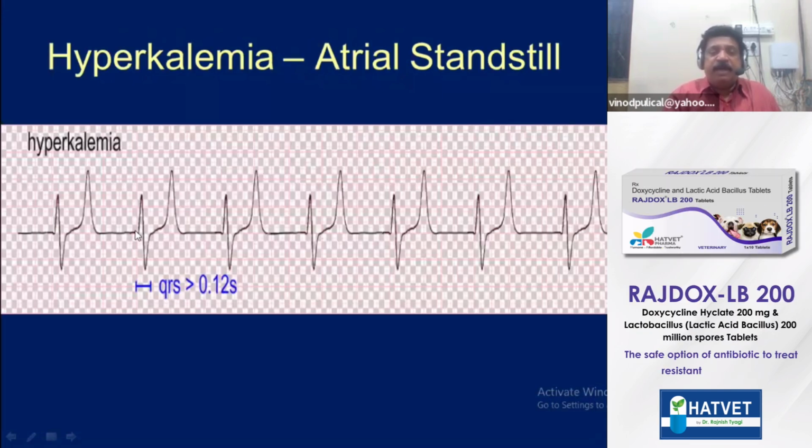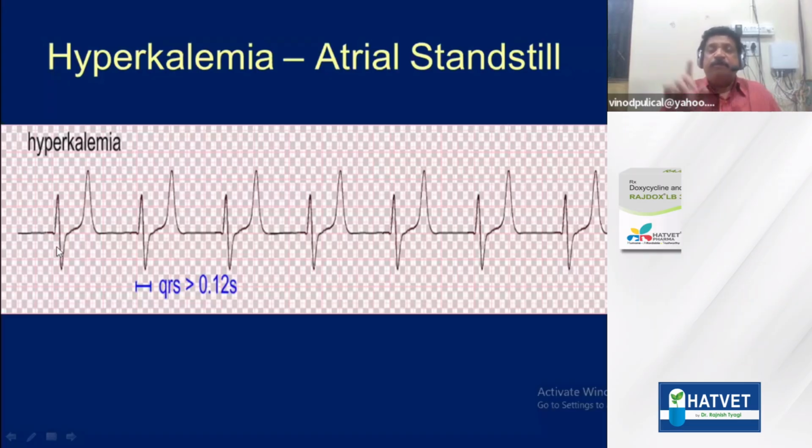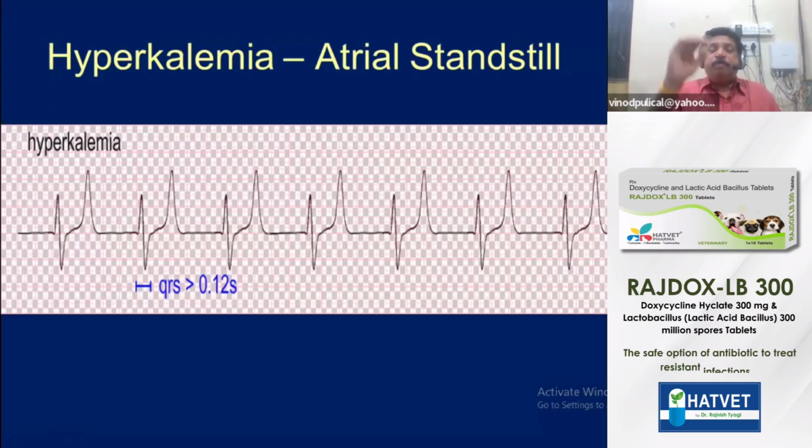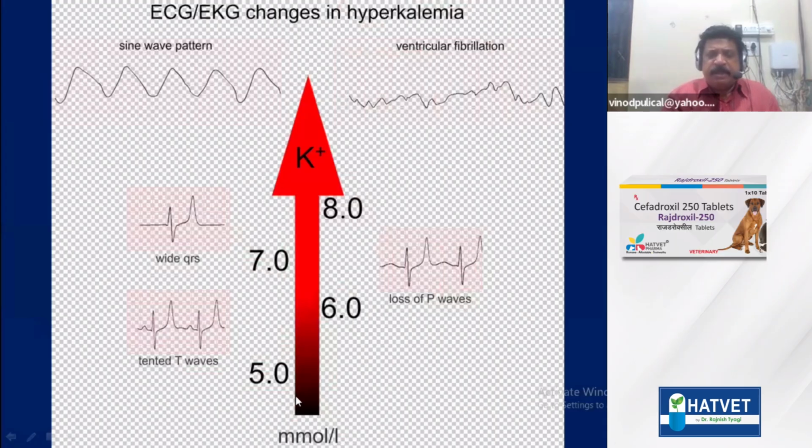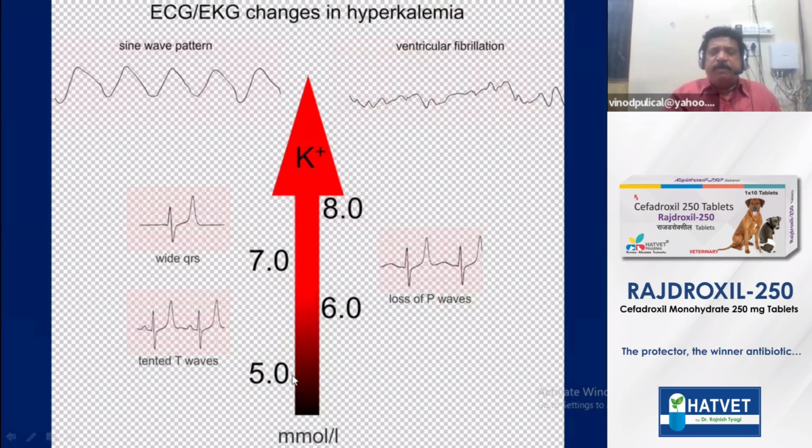In hyperkalemia, there will be tented or peaked T waves. Along with that, there may be absence of P waves. Absence of P waves with tented or peaked T waves, that is hyperkalemia. That means atrial standstill occurs. See, now we can see what happens. See, 5 millimoles per liter is the normal one. You can see it.